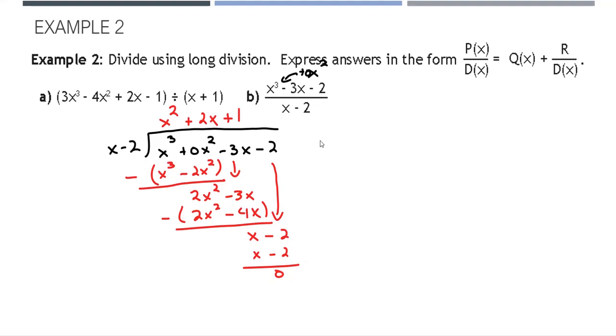So we actually have no remainder here. So that is our quotient. Now we're not done. We have to put it in this form. The original polynomial, x cubed minus 3x minus 2, all over the divisor, x minus 2, equals our quotient, which was x squared plus 2x plus 1, plus our remainder. We have no remainder here, over D of x, which is x minus 2.